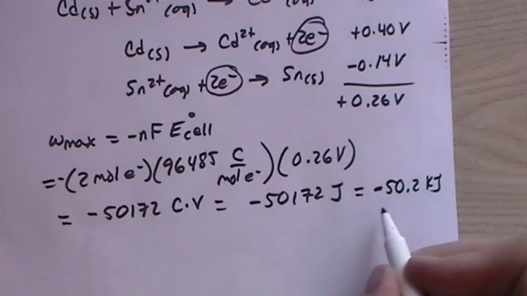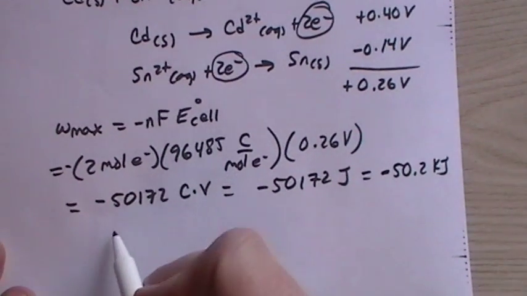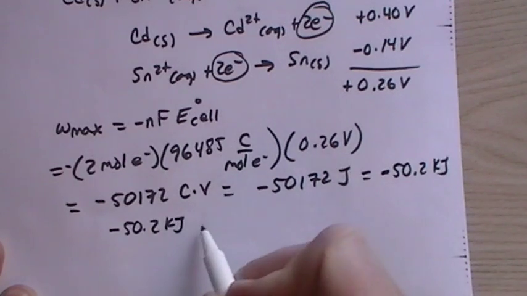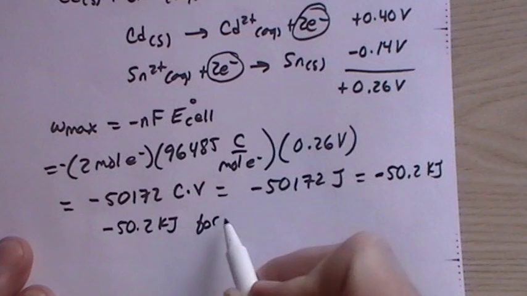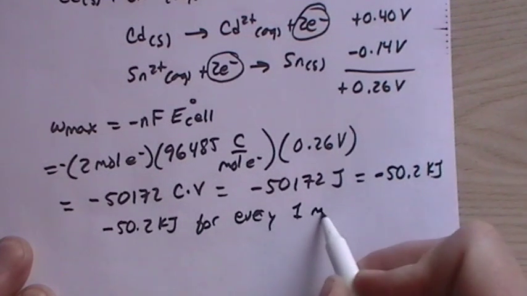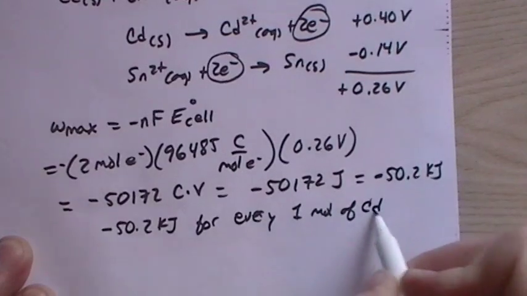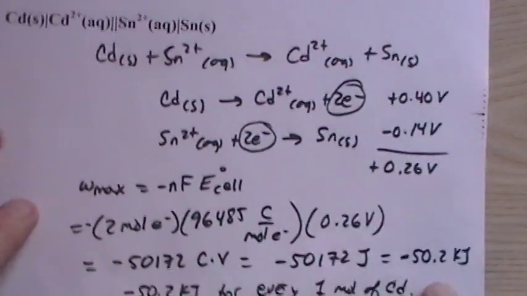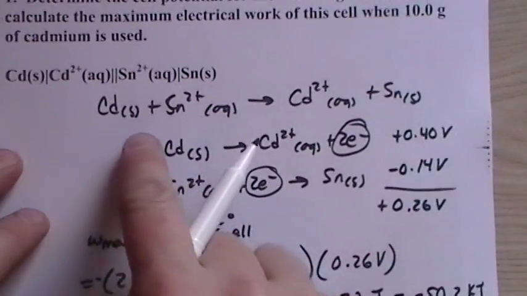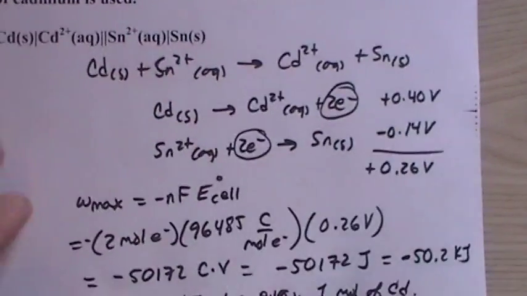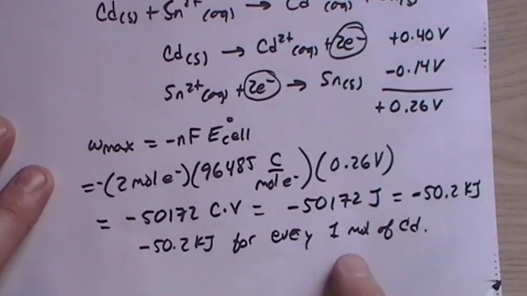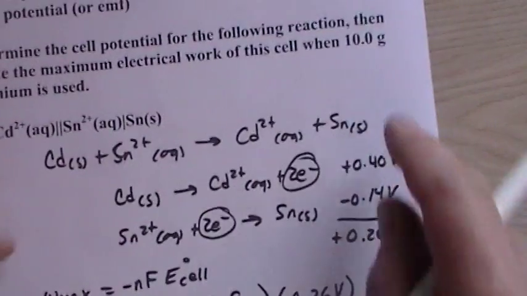Now, got to remember that this is this much work for every, what is it, cadmium? So 1 mole of cadmium. That's what we're saying here, because we had 2 moles of electrons. That's true, but 2 moles of electrons came from 1 mole of cadmium. So this is the energy that cadmium gives off for 1 mole, but we don't have 1 mole. We have 10 grams.